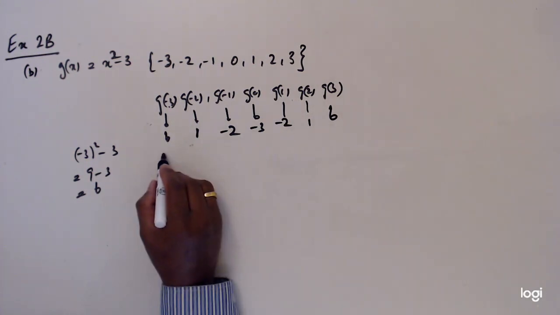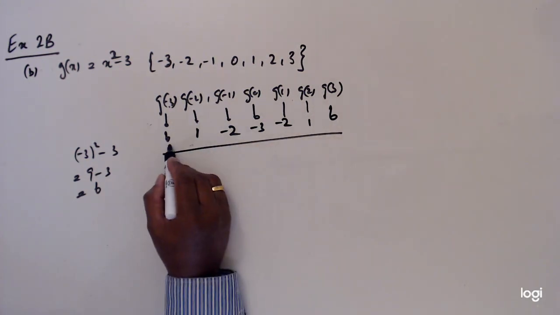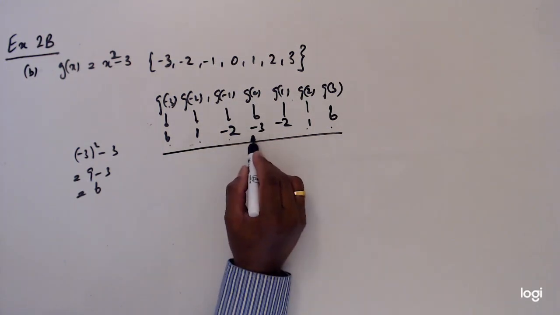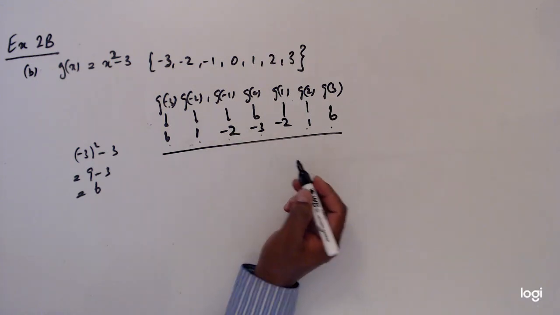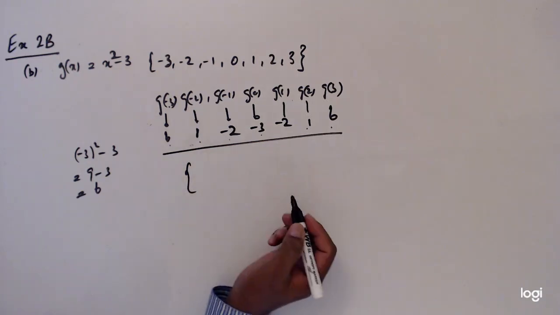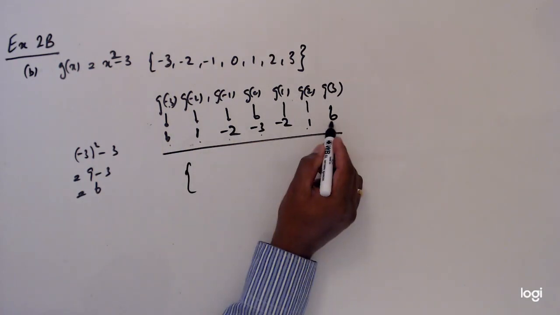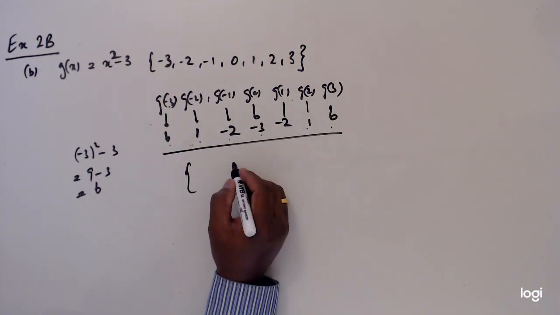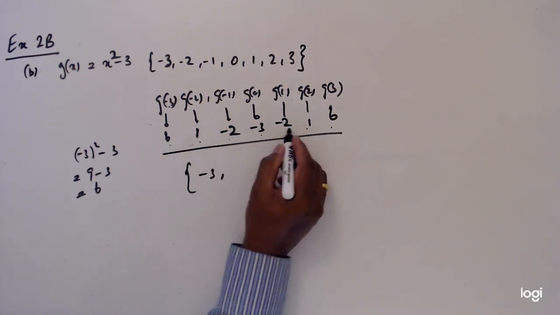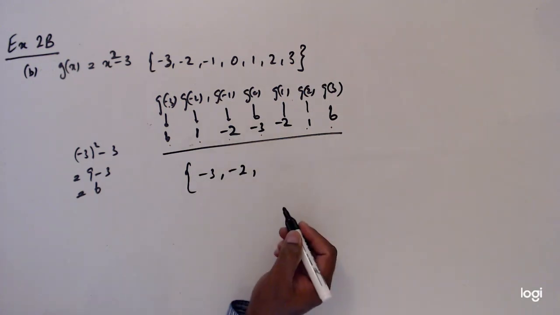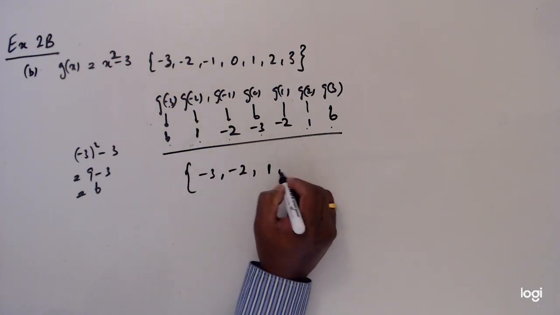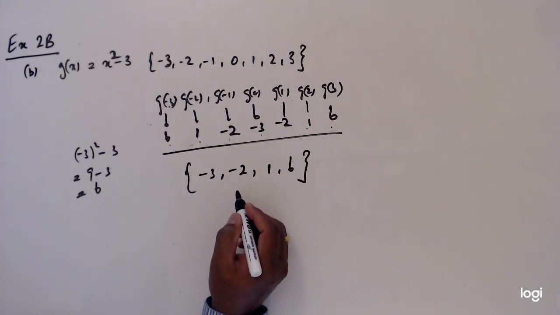Now I can see 6, 1, 1, and minus 2, 6, 1, and minus 3. So now I need to write it as a set. I can't write 6 twice. Okay, I will start with the small one. So minus 3 is smallest, then minus 2, then 1, and 6. So this is the range.